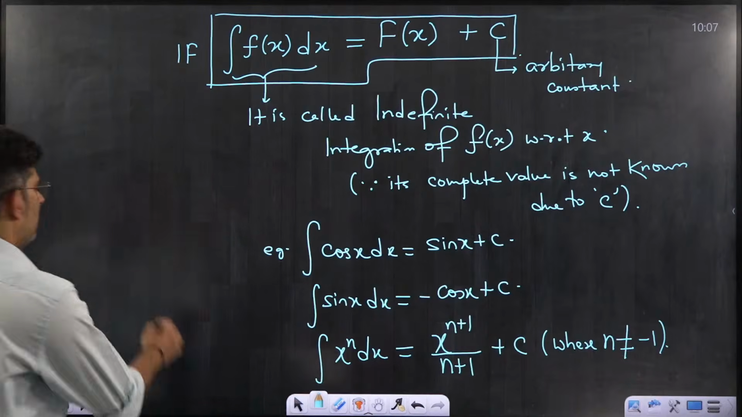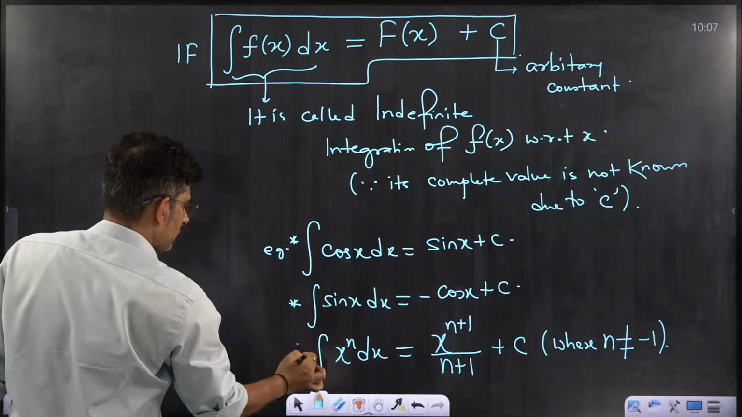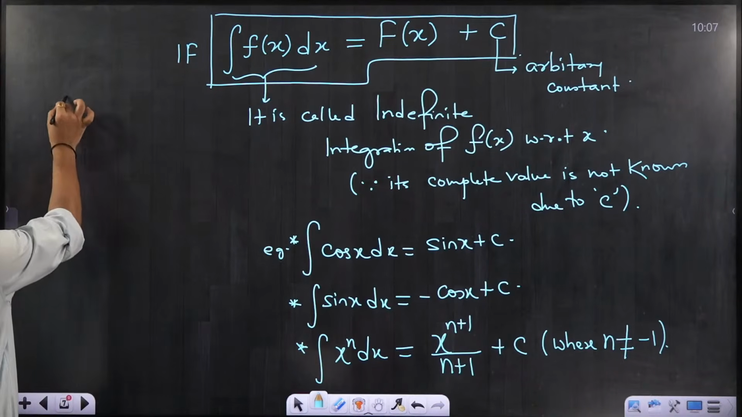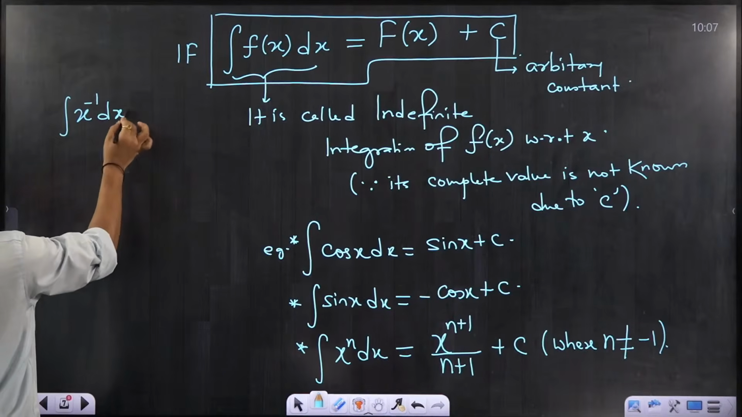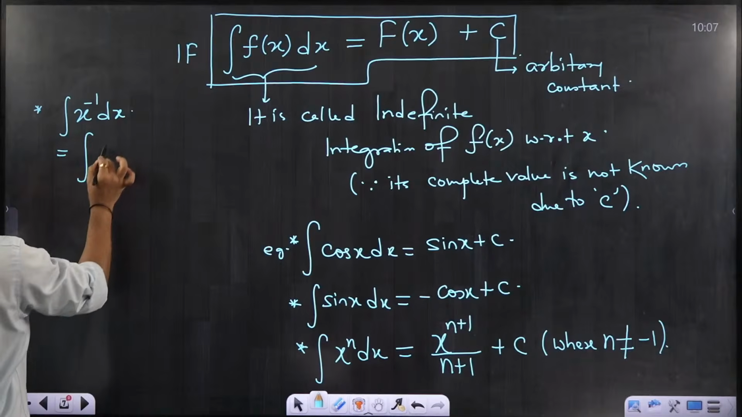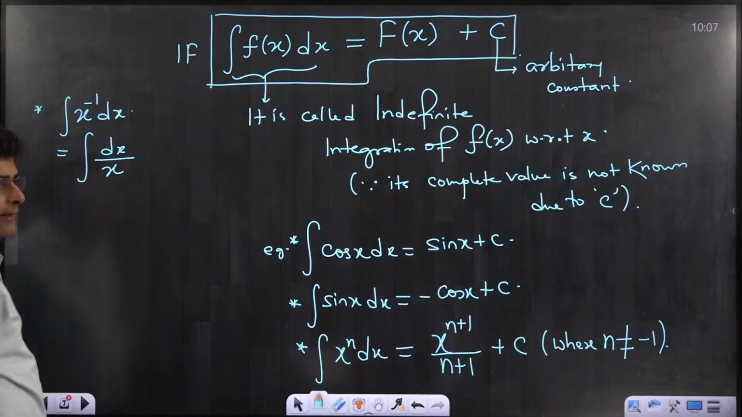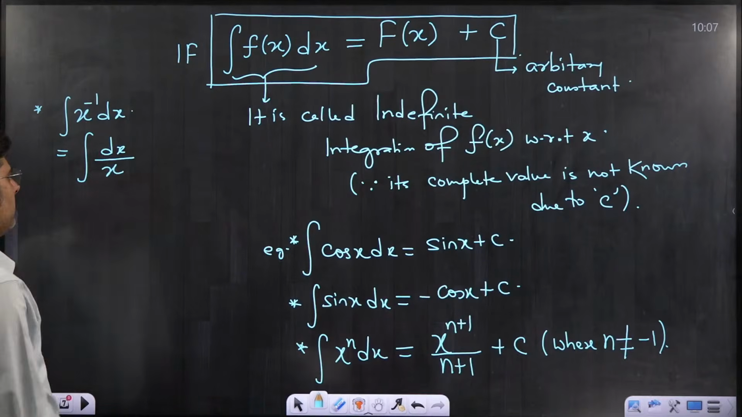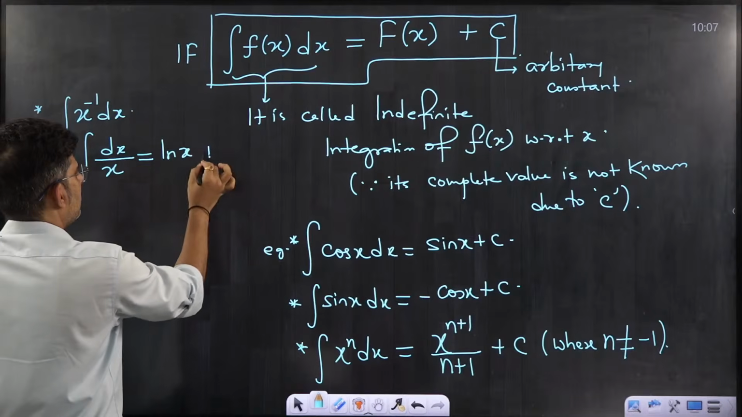Because if n becomes equal to minus 1, then this can be written as 1 by x, that is dx by x. So when you write this, you get natural log x plus c.